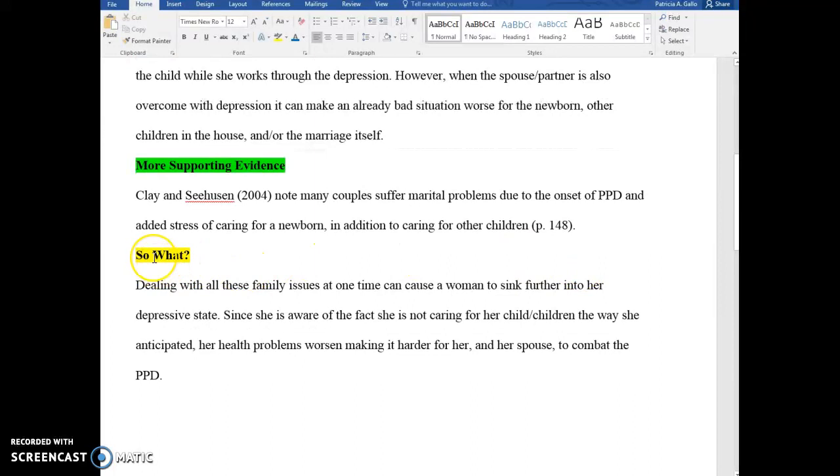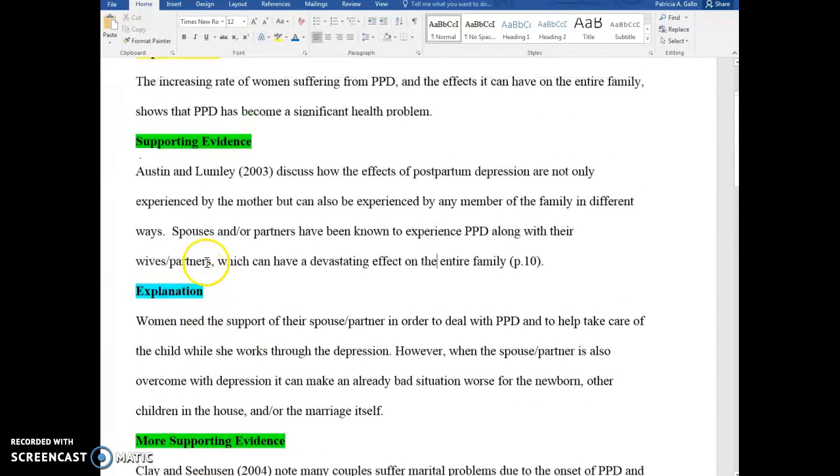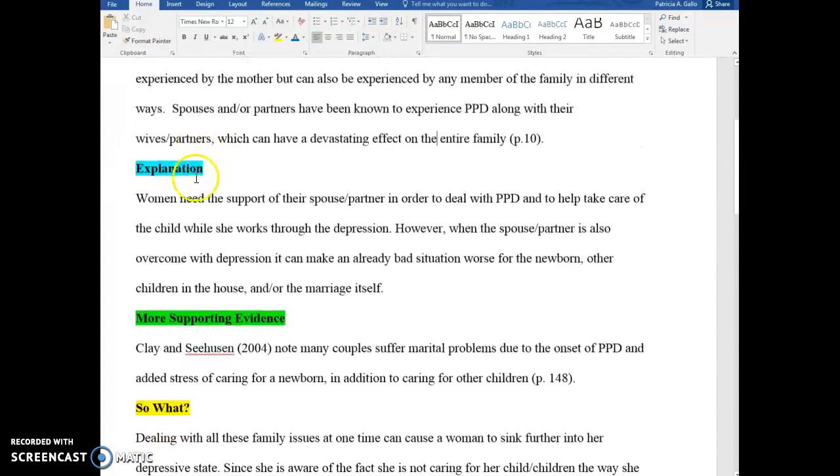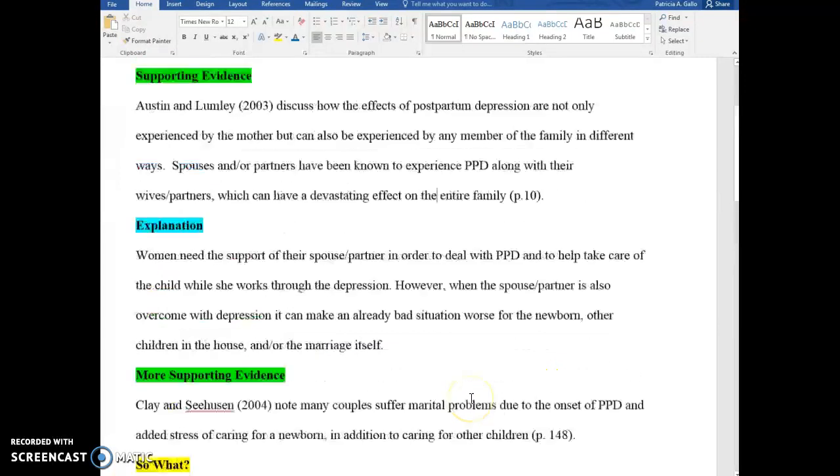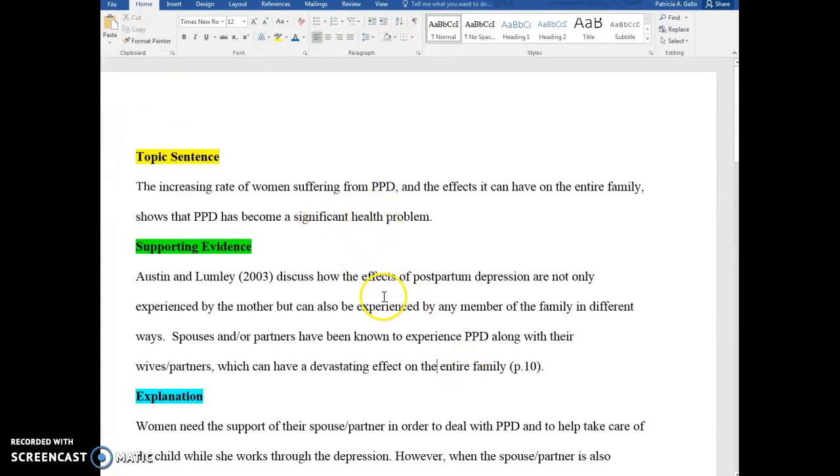Now she's ending with her so what. This so what information is why is this information from the source significant? And it has to relate back to the topic sentence. That's why it's also in yellow. That dealing with all these family issues at one time can cause a woman to sink further into her depressive state. And it's making it harder for her and her spouse to combat the PPD, which is part of the significant health problem that's being experienced.